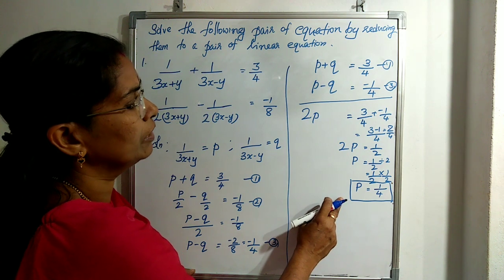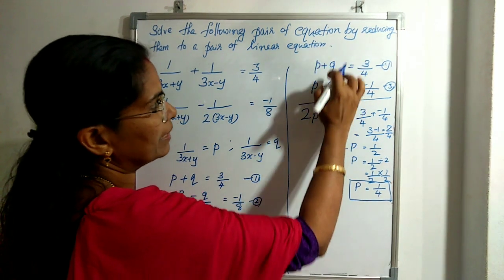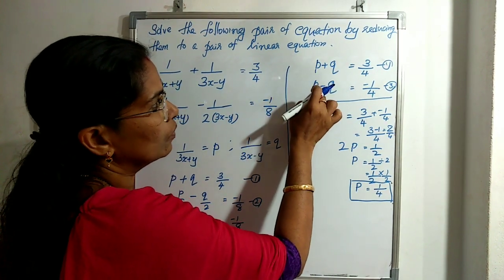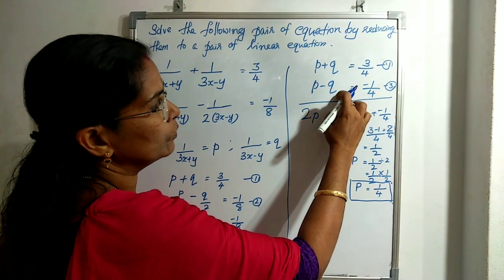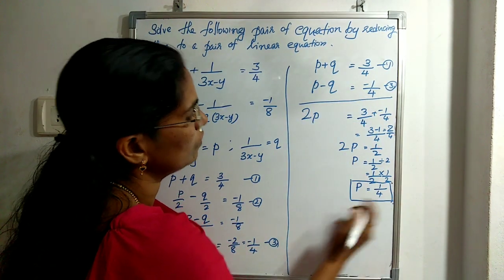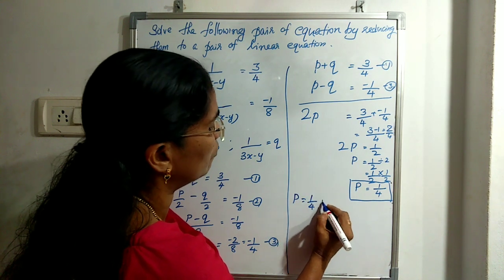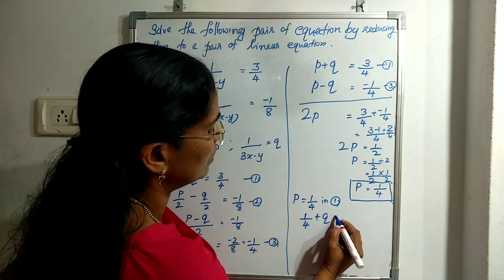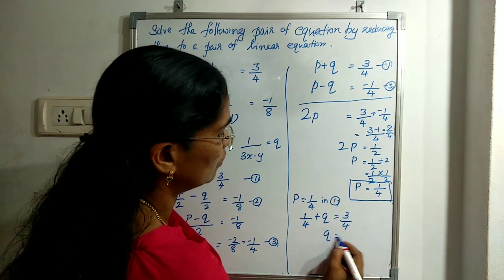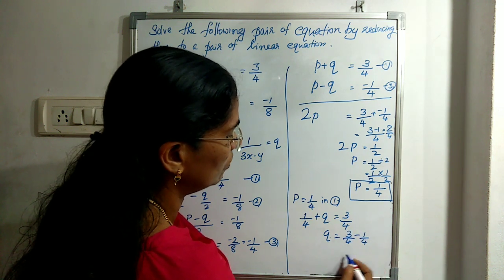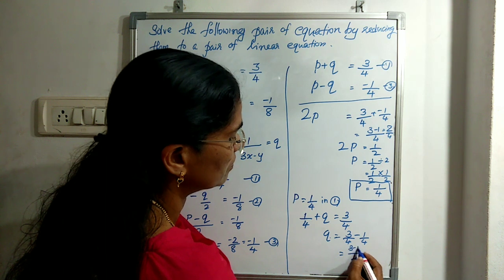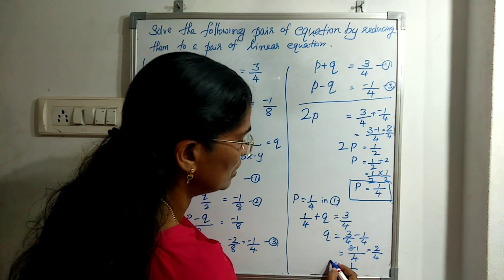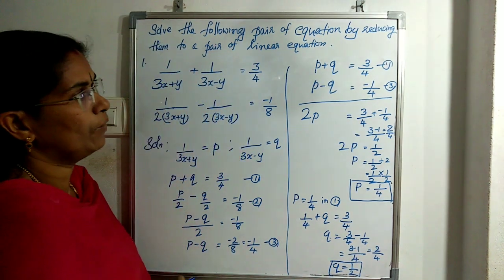Now we have to find the value of q. Here you can add or subtract. Adding, we will get 2p. If we are subtracting, we will get p minus p, that is 0, and q minus q becomes 2q. Or we have to substitute the value p equal to 1 by 4 in equation 1. So 1 by 4 plus q is equal to 3 by 4. Then q is equal to 3 by 4 minus 1 by 4. 4 is the LCM, 3 minus 1 is 2, 2 by 4, or we can write it as 1 by 2. So q is equal to 1 by 2 and p is equal to 1 by 4.